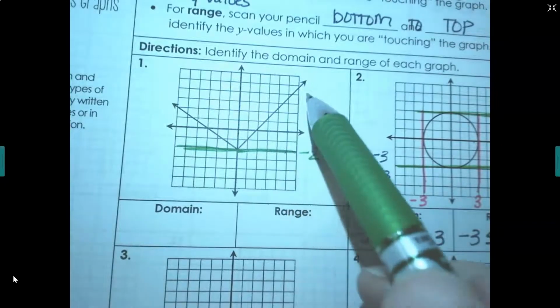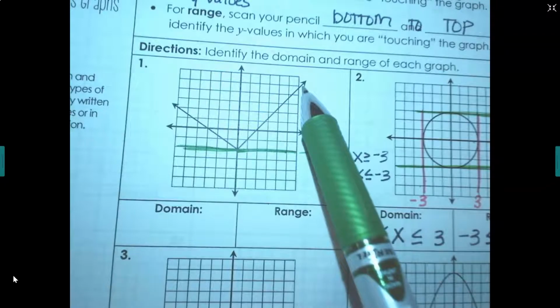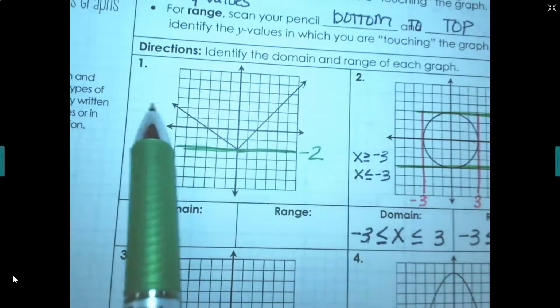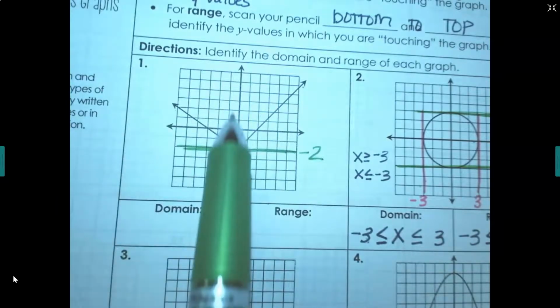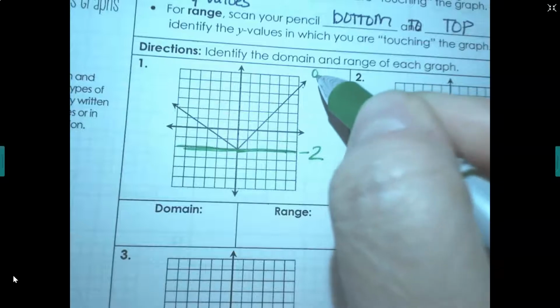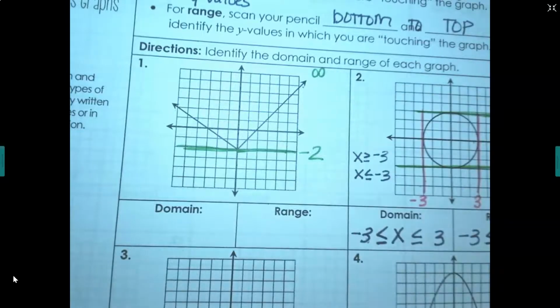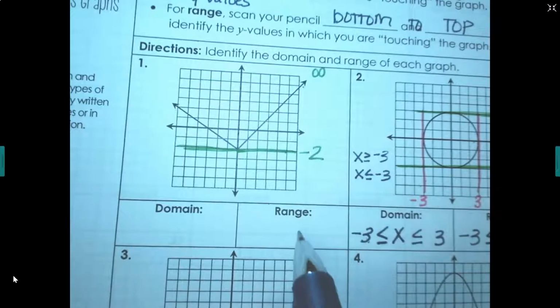But as I'm going up, I'm noticing there's no ending of the graph. This arrow is pointing up because it's going up forever and ever. The graph isn't ending going up. So for my y values, they're going up towards positive infinity. So they're never going to stop going up. We only have one number. Unlike over here, we had two numbers. So my one number for my range is -2.